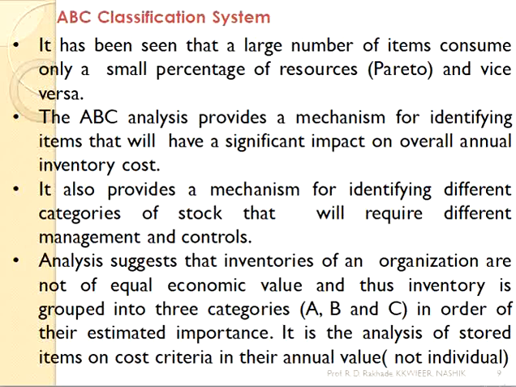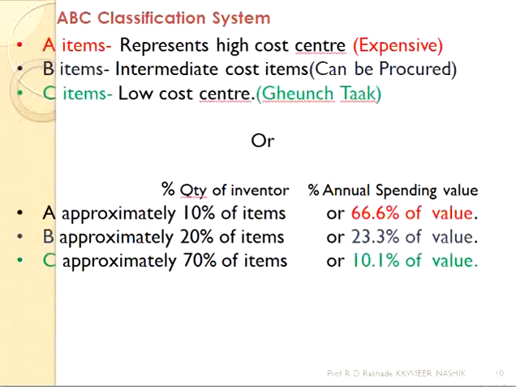So this ABC inventory is divided into three: A, B, C. A items represent high cost, that is expensive. Then B items are intermediate cost items. Then C items are low cost. Percentage-wise, A is generally approximately 10% of quantity and about 66.6% of value. Then B is only 20% of quantity and 23% of value. C type is 70% of quantity but only 10% of value.